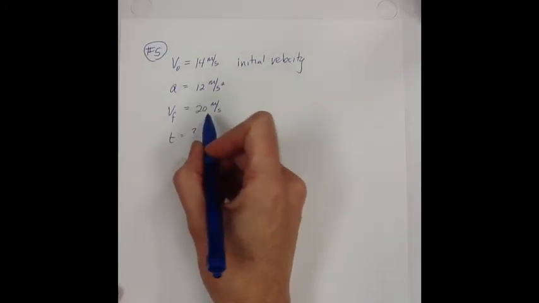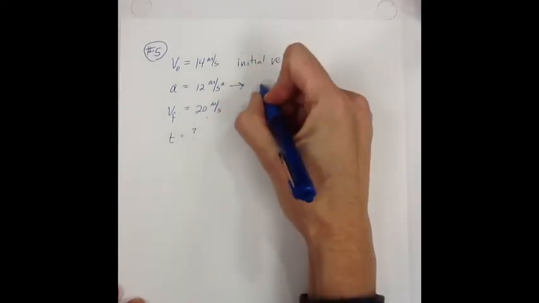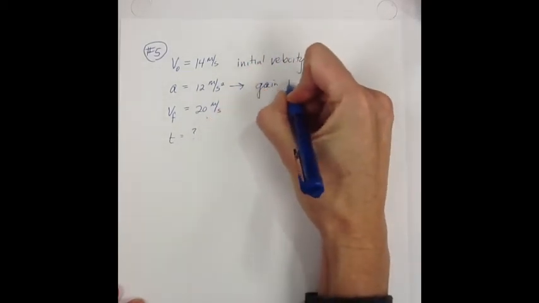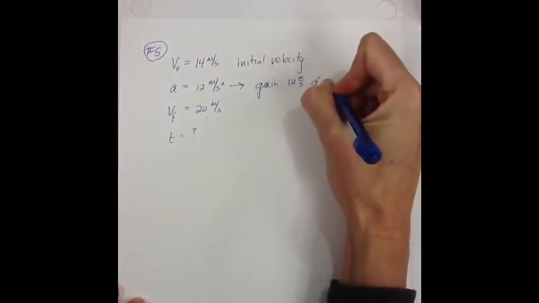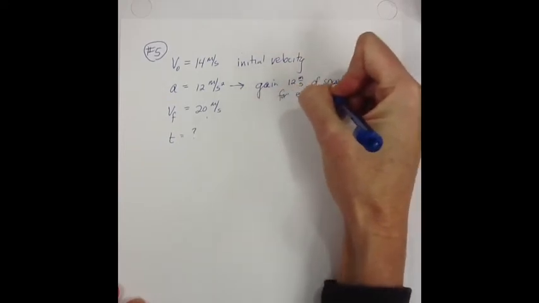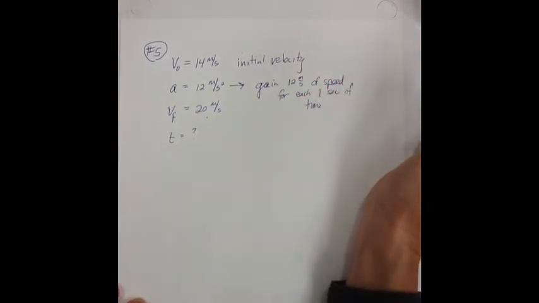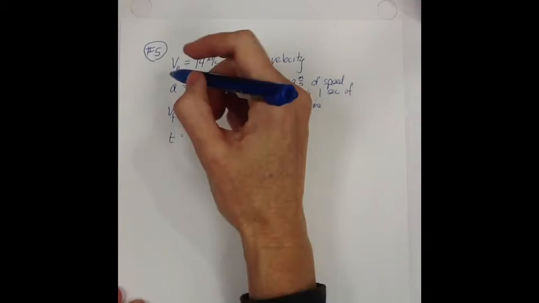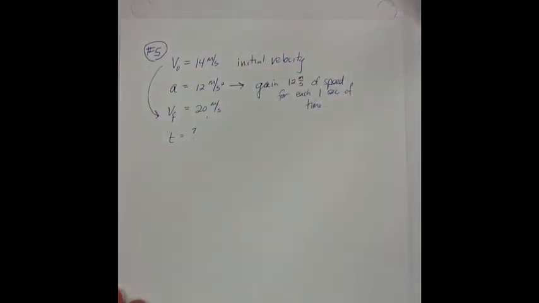Now, if you understand what acceleration means, you know that this means that we gain 12 meters per second of speed for each 1 second of time. So just keep that in mind. For every 1 second that goes by, you're going to gain 12. So if I'm going from 14 to 20, what would you expect your time to be? So just think about that.